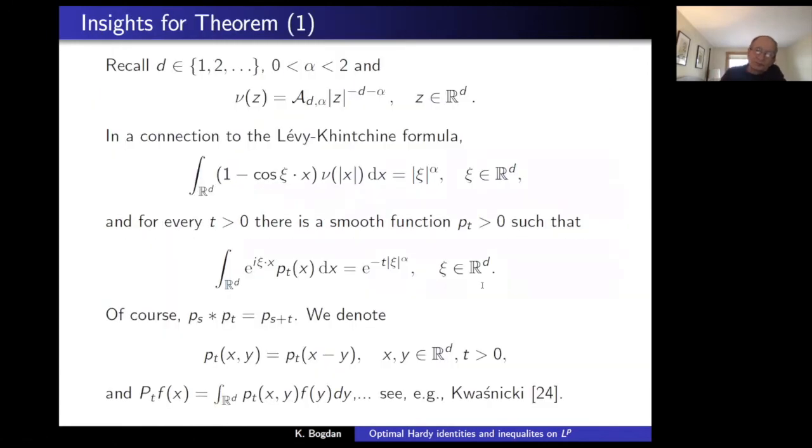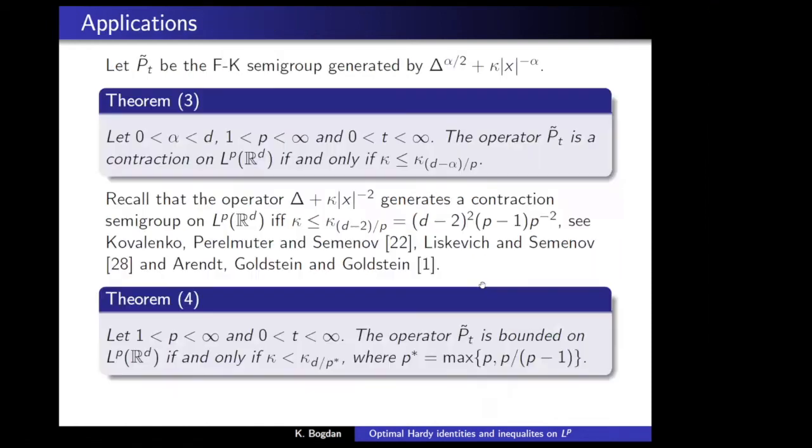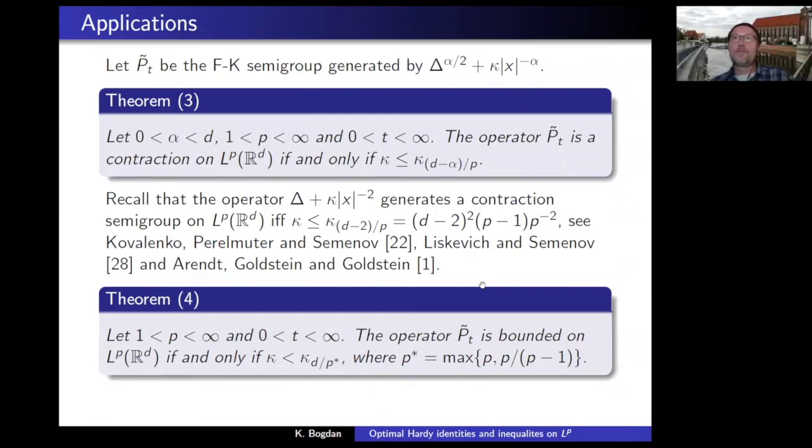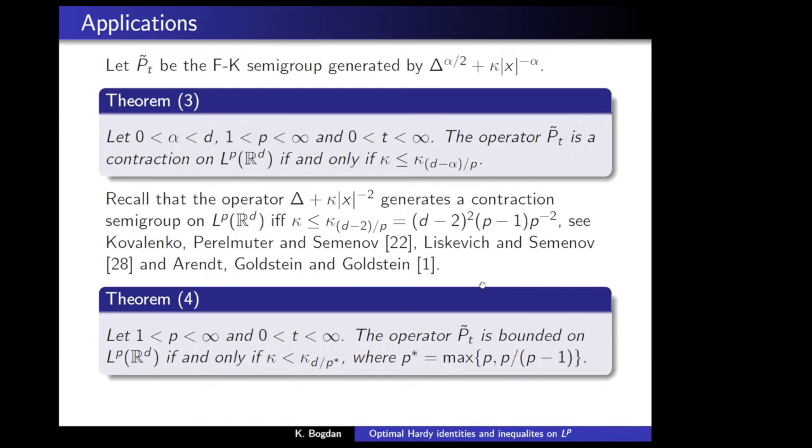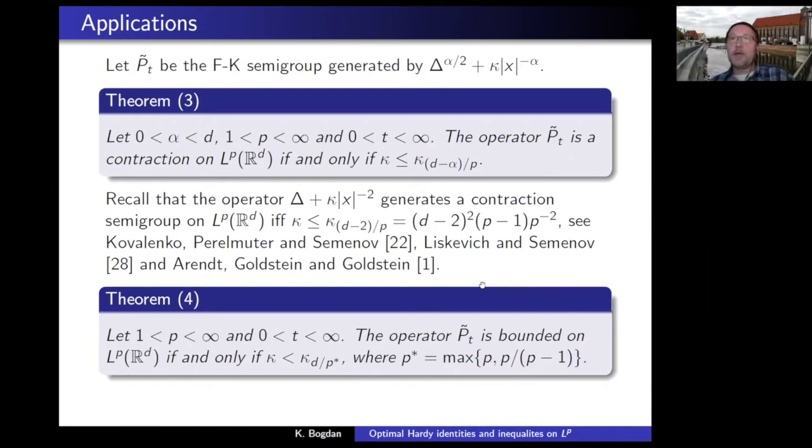Thank you. Sorry, can you repeat for what values of parameters Theorem 3 and 4 give the same estimate? For p equal to 2? No, but yes. In Theorem 3, there is d minus alpha over p.